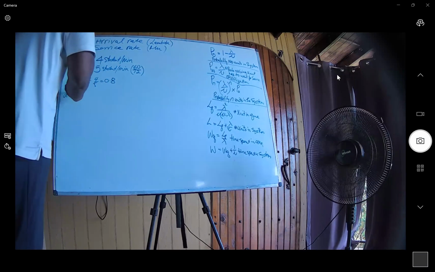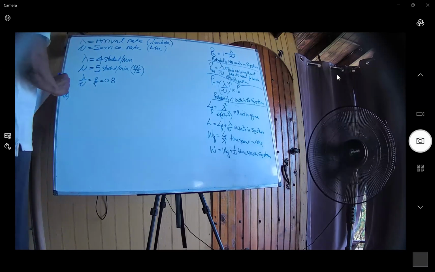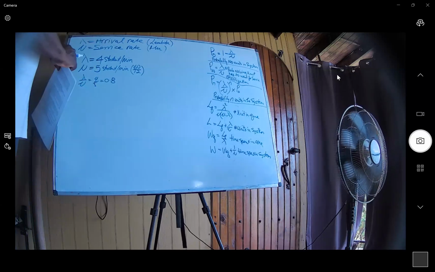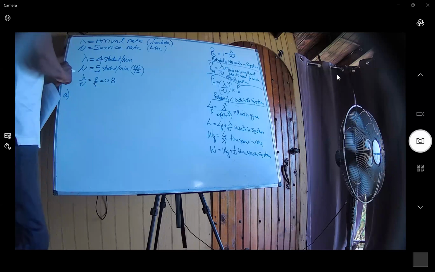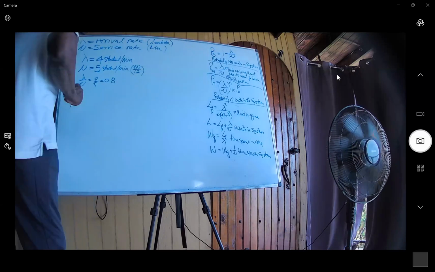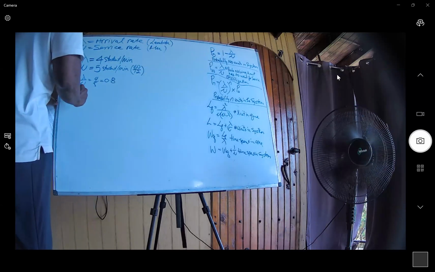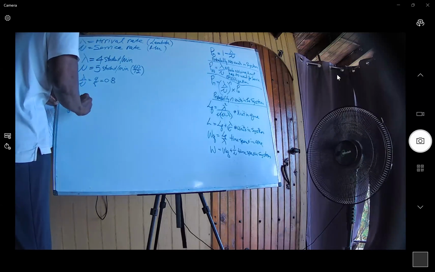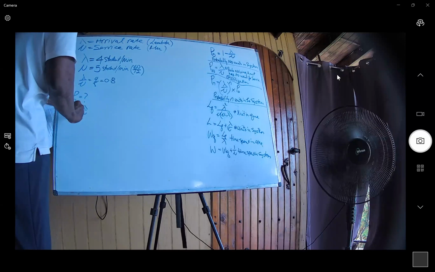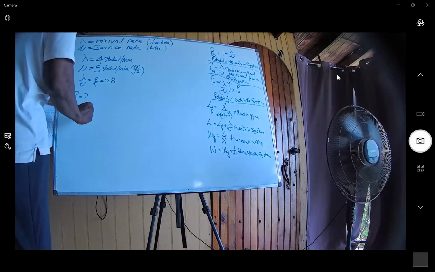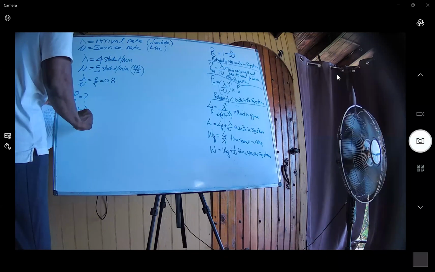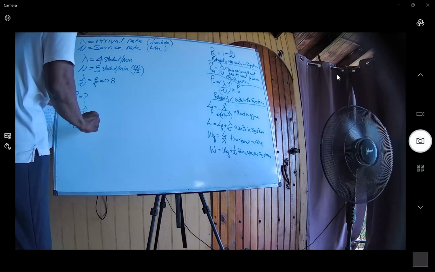Part A says, what is the probability the system is empty? The probability the system is empty is the probability that there are no units in the system, so we're trying to find P naught. P naught is equal to 1 minus lambda over mu, which is 1 minus 0.8 equals 0.2, or 20%.